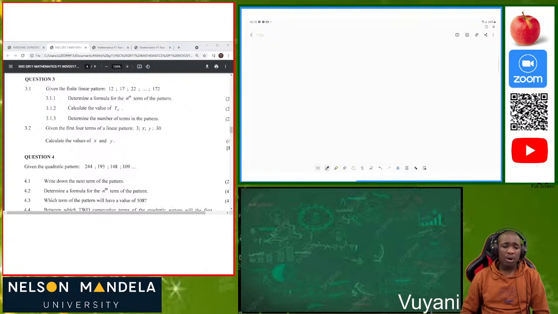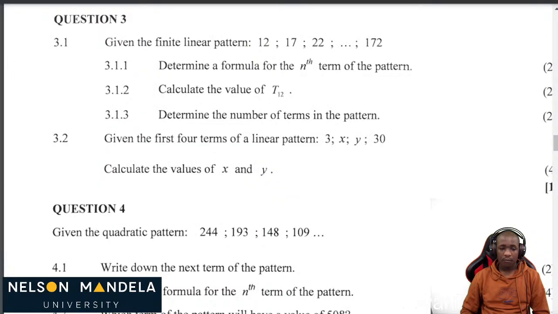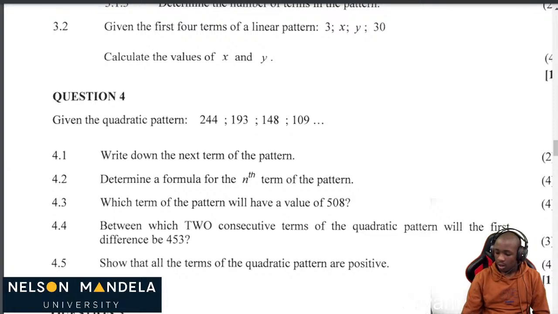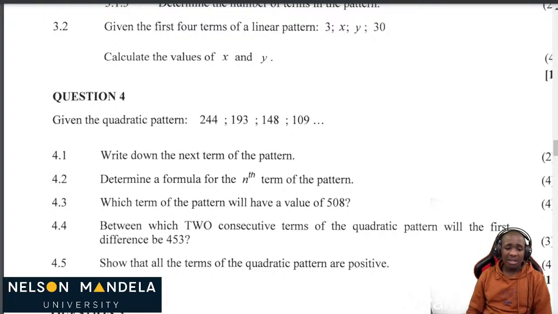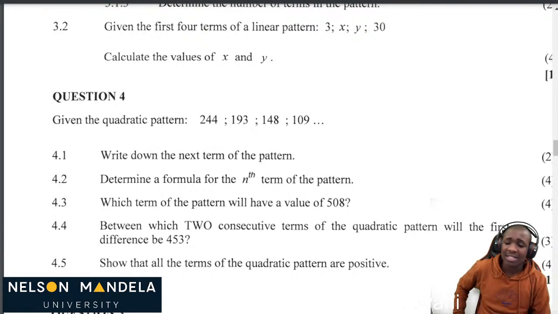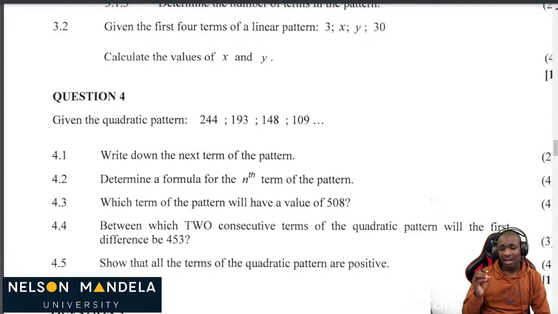Now we're going to do our question 4. So now they are saying, given the quadratic pattern. The moment you hear the term given the quadratic pattern, you already have to know that this has a second constant difference.